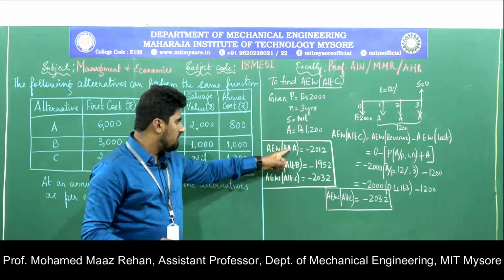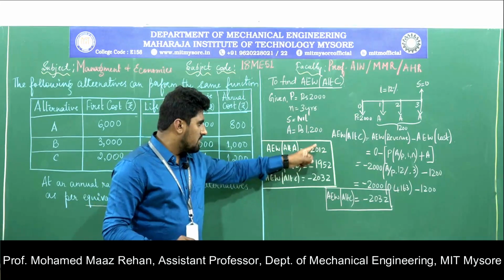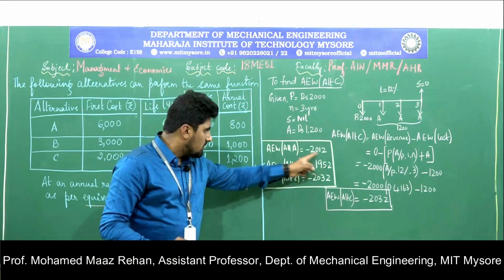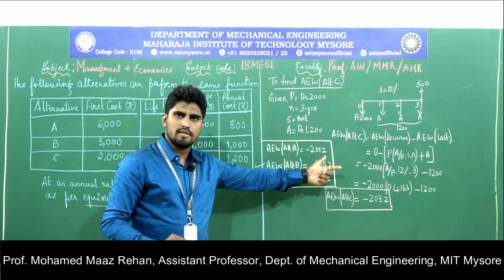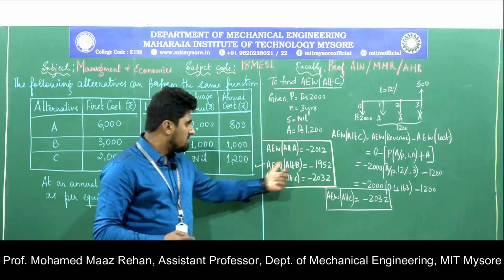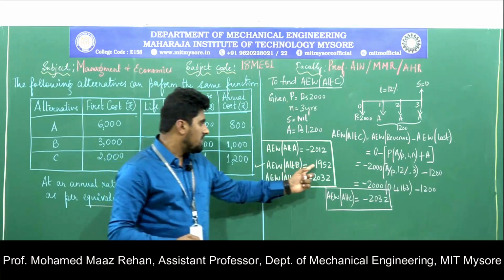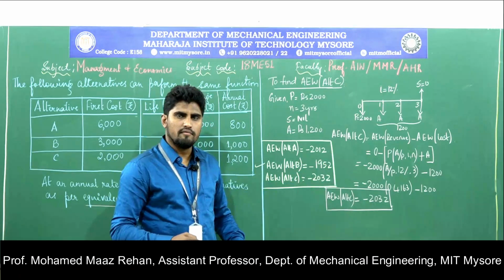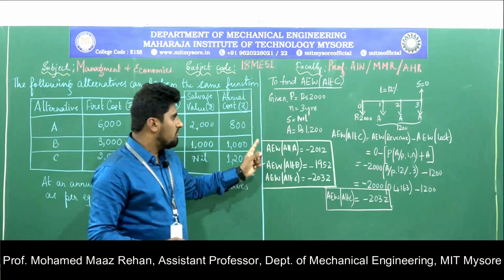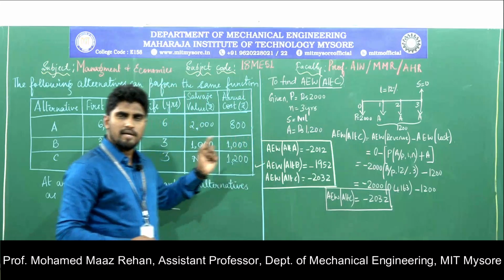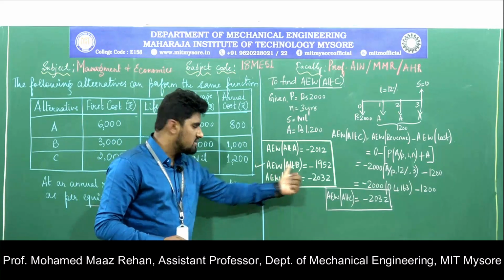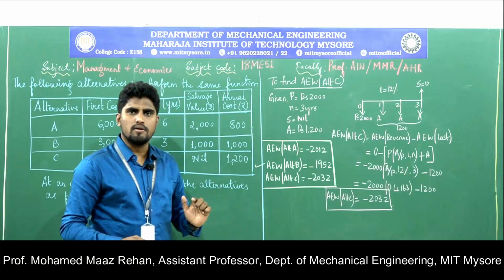Why? Because if you choose alternative A, you will be under loss. If you choose alternative C also, you will be under loss. Here also you will be under loss, because it is a negative sign. But compared to alternative A and alternative C, this is better. That is minus 1952. If you find out in the present worth or in future worth, you will get this alternative B as the best alternative.